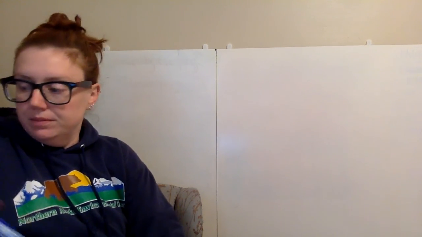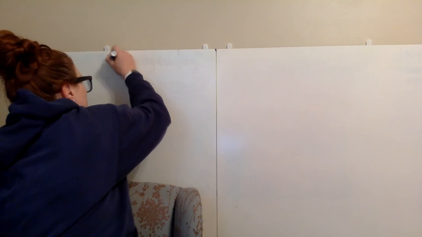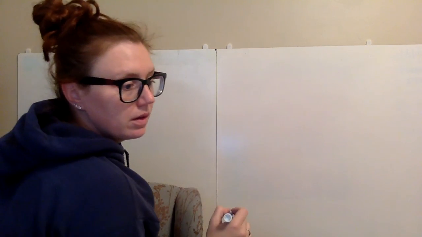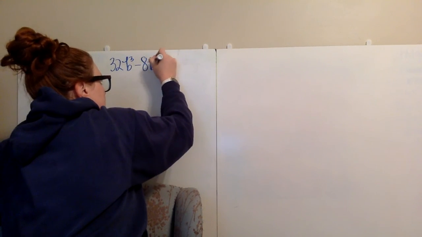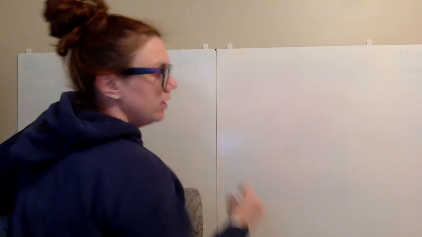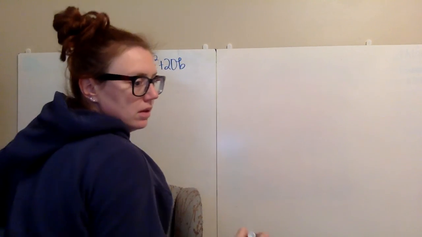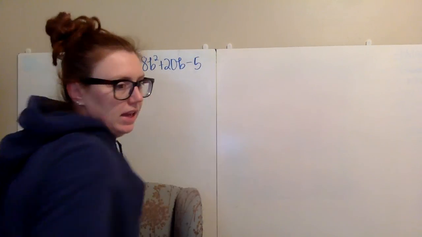Let's do it over here. 32b to the third minus 8b squared plus 20b minus 5.